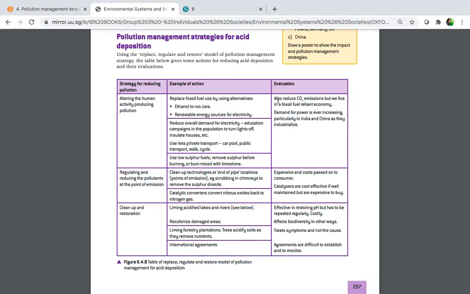And the evaluation is that it also reduces CO2 emissions, but we live in a fossil fuel reliant economy. That is the problem, right? And the demand for power is ever increasing, particularly in countries like India and China.